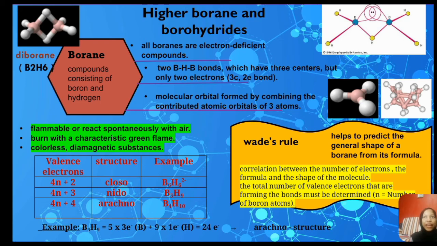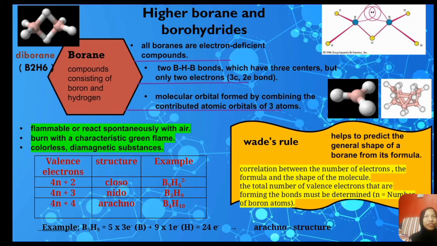This can be interpreted as a molecular orbital that is formed by combining the contributed atomic orbitals of the 3 atoms. In more complicated boranes, not only BHB bonds but also BBB bonds occur. In such a bond, 3 boron atoms lie at the corners of an equilateral triangle with their sp3 hybrid orbitals overlapping at its center, as in the picture. One of the common properties of boranes is that they are flammable or react spontaneously with air. They burn with a characteristic green flame, and they are colorless diamagnetic substances.